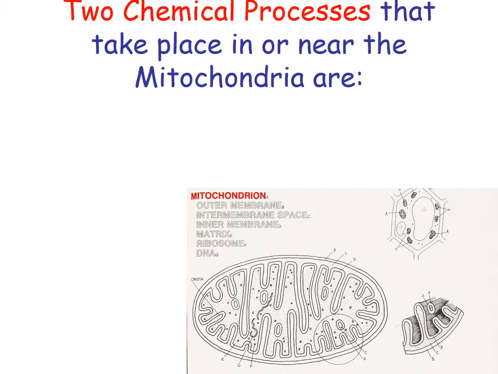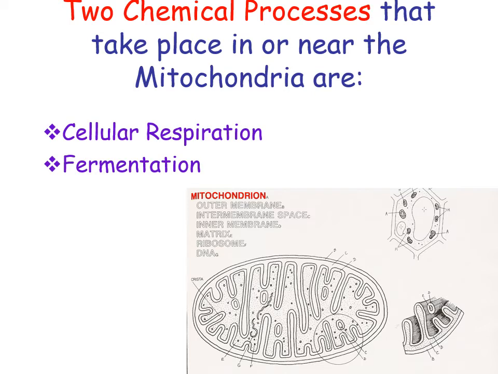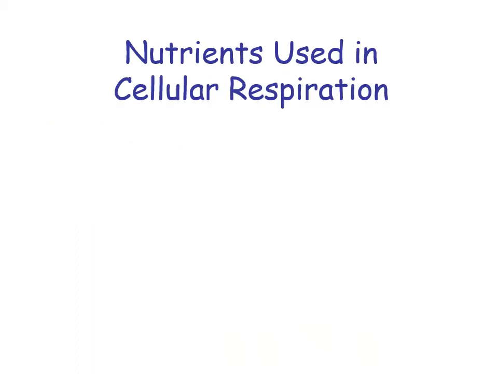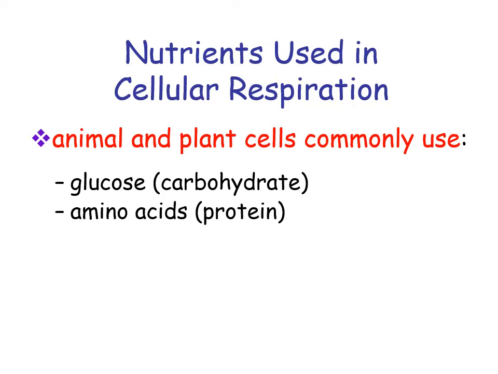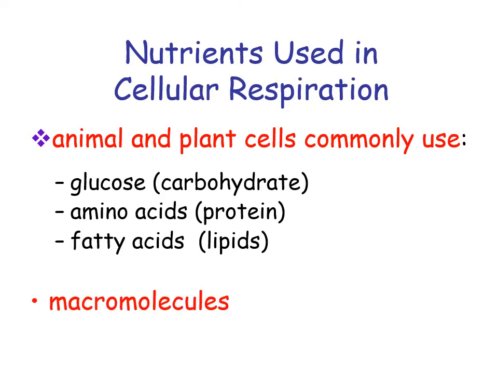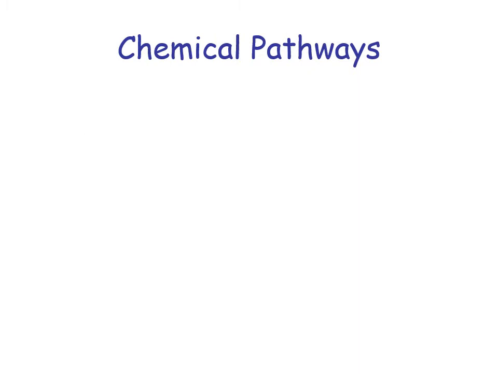Whereas the two chemical processes that take place in or near the mitochondria are going to be cellular respiration and fermentation. It's dependent upon whether oxygen is present or not present as to what may be occurring. So the nutrients used in cellular respiration, animal and plant cells commonly use in the form of glucose, which is a carbohydrate, amino acids, proteins, fatty acids, lipids, and of course those are all macromolecules.